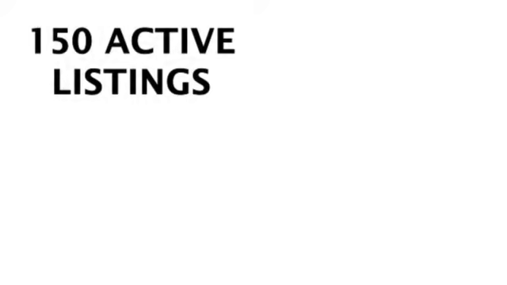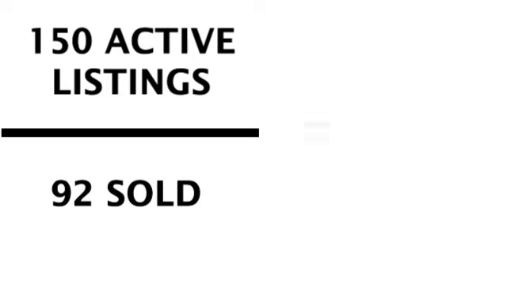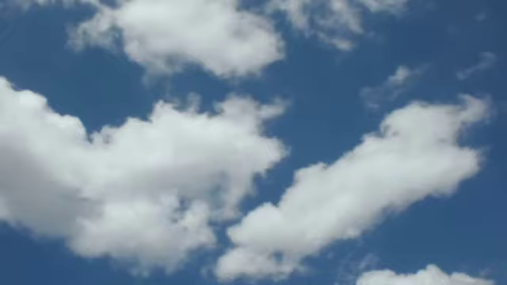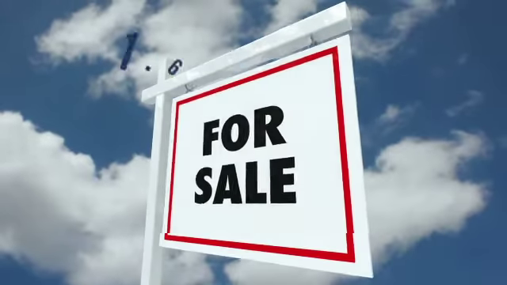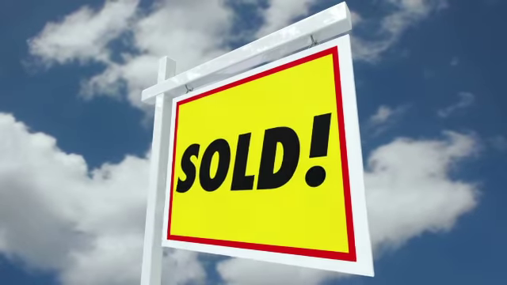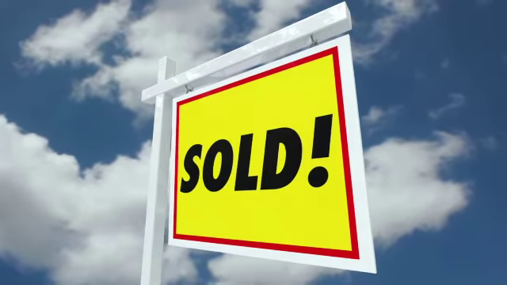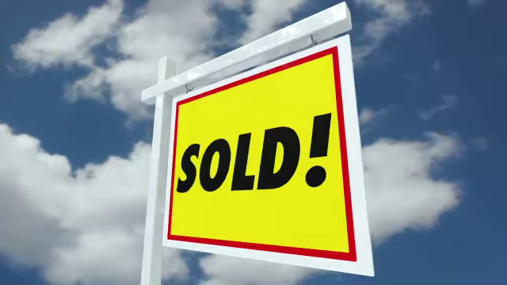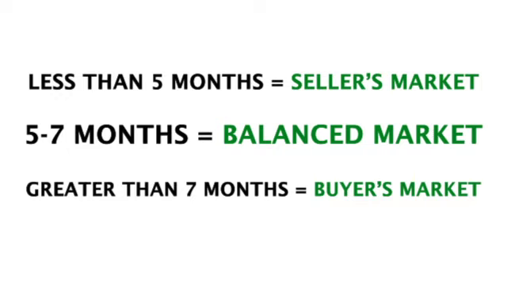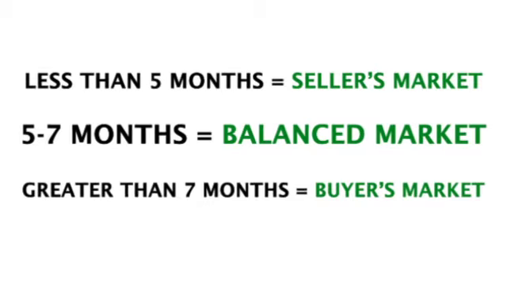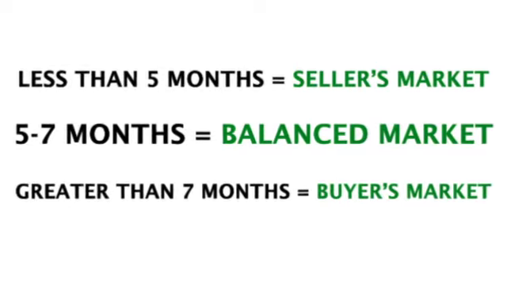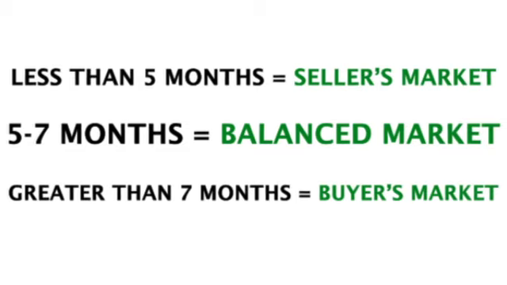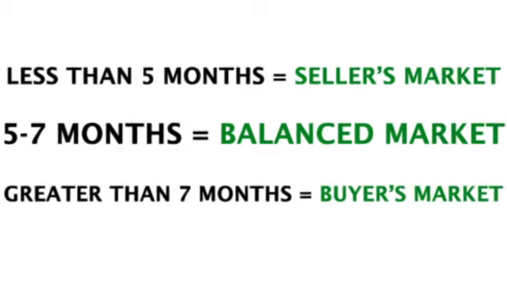150 active listings divided by 92 homes sold equals 1.6. This means that it will take 1.6 months for all 150 homes that are actively on the market to be sold. What does this number mean? Months of supply: between 1 month and 5 months equals a seller's market. Between 5 months and 7 months equals a transition market, and 7 months and above equals a buyer's market.